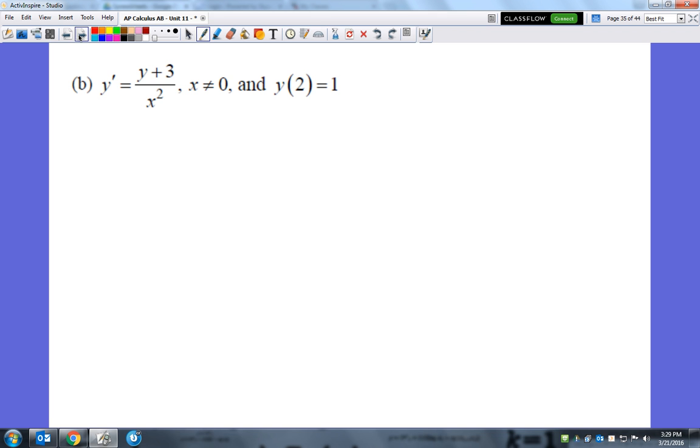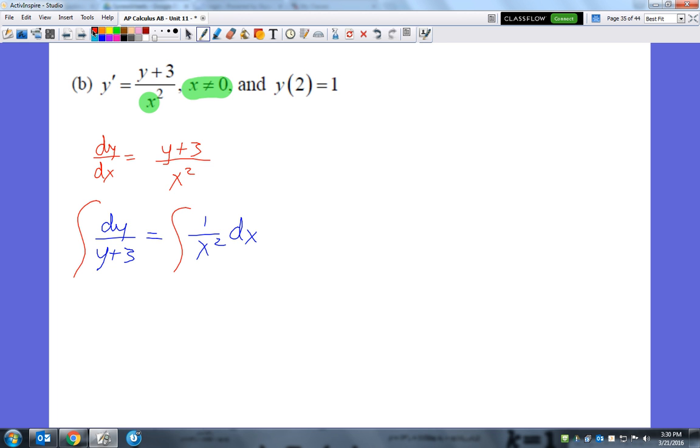Okay, let's do another example. So we have the first derivative. It says that x cannot equal 0 for obvious reasons, because otherwise it would be undefined. I would rewrite so that I could do separation of variables. So dy/dx is equal to (y plus 3) over x squared. So I would move the dx over, and I would move the y over. So it's dy over (y plus 3) is equal to 1 over x squared dx. Now they're on the same ground level. Okay, I will integrate both sides.